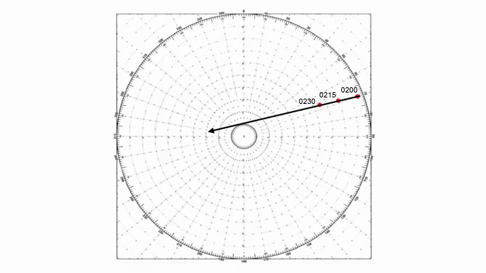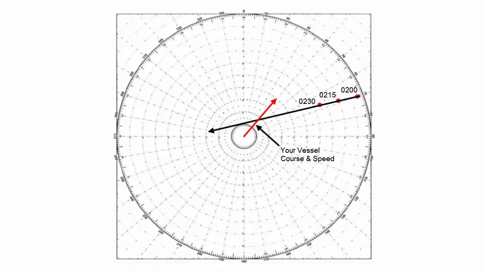Here are the details. Draw your vessel's course and speed vector at 40 degrees magnetic and 4 knots. This is drawn as shown from the center of the maneuvering board in the direction of 40 degrees magnetic and out to the 4-knot circle.